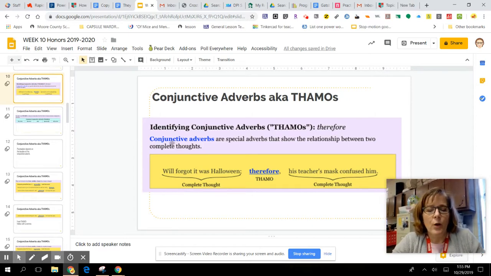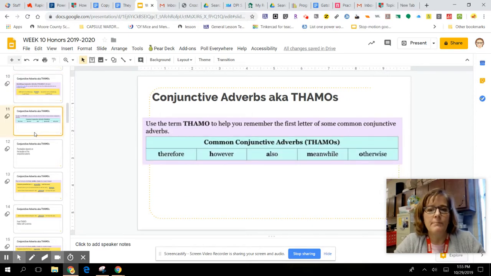All right. So not only do they join those complete thoughts together, but they typically identify a relationship between the two complete thoughts. Now, the acronym is short for some of your most common conjunctive adverbs: therefore, however, also, meanwhile, and otherwise. Those are all relationship words, and they can come anywhere in a sentence, at the front, in the middle, or at the end, and each one is punctuated differently.